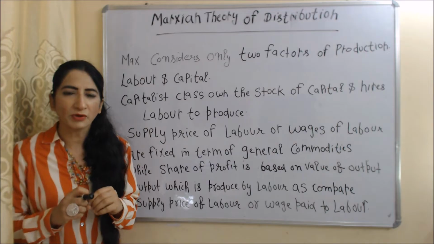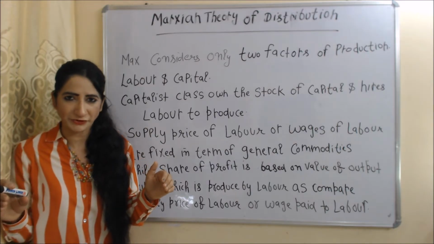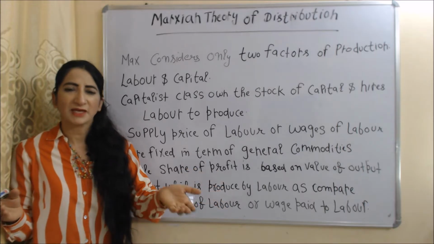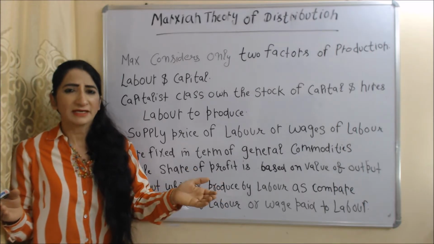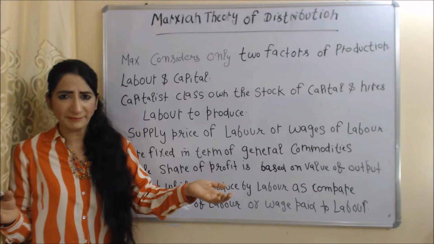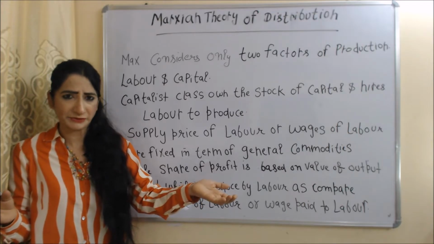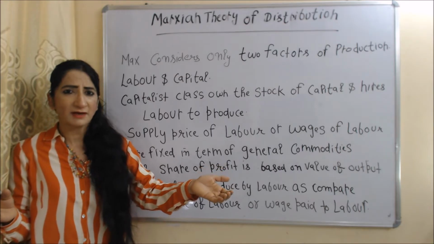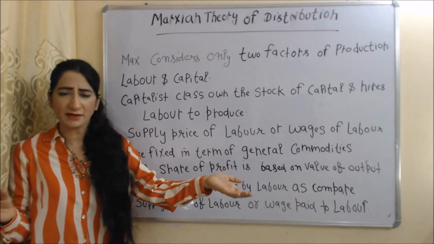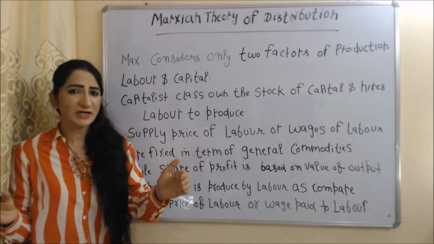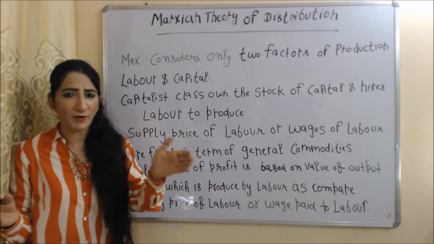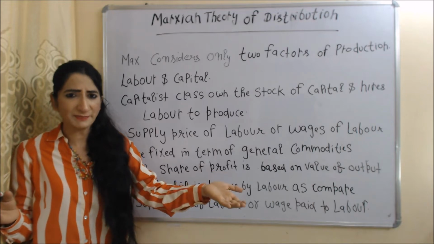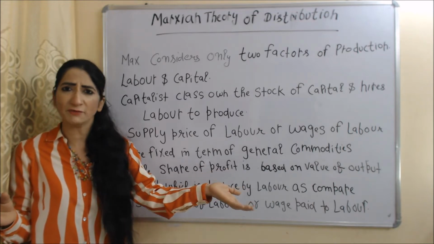Today we are going to talk about Marxian theory of distribution. Marx considers only two factors of production, capital and labor. Capitalists own stock of capital and hire labor to produce. The supply price of labor, or we can say the wage rate of labor, is fixed in terms of general commodity, while the share of profit is based on the value of output produced by labor as compared to their supply price, or we can say as compared to their wages.